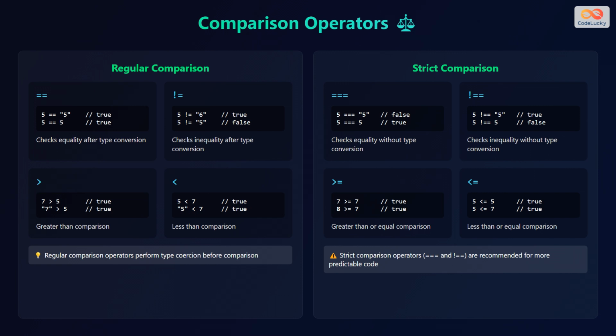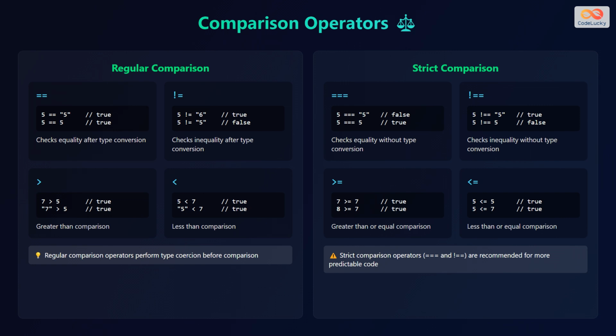The not equals operator checks for inequality after type conversion. For example, 5 != "6" is true, and 5 != "5" is false. The greater than operator checks if the left operand is greater than the right operand. For example, 7 > 5 is true, and "7" > 5 is also true. The less than operator checks if the left operand is less than the right operand. For example, 5 < 7 is true, and "5" < 7 is also true.